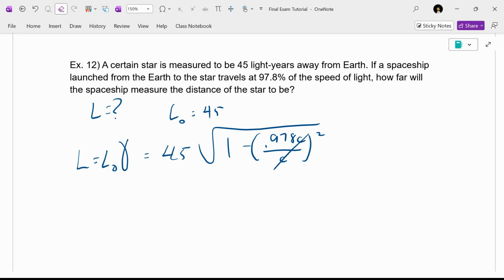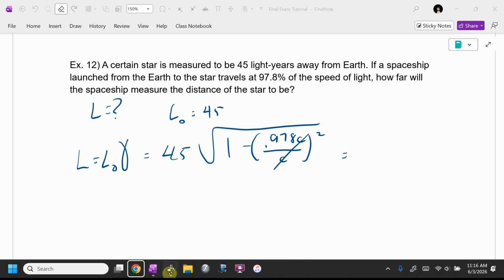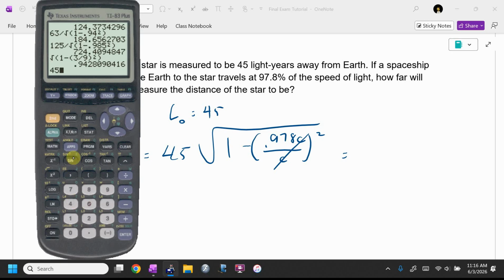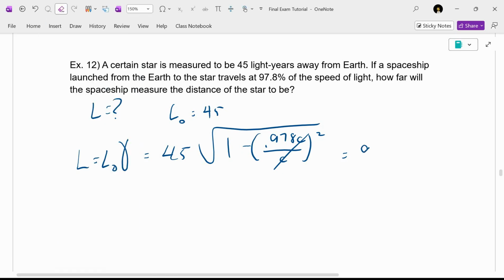I know that it's going to be shorter, so that's my error check to make sure I've done this correctly. Earth measures the star to be 45 light years away. The astronauts, as soon as they hit 97.8% of the speed of light, are going to find it much closer. 45 square root of 1 minus bracket 0.978. Do you see? 9.39 light years. That's the quickest way if all I'm interested in is the distance.